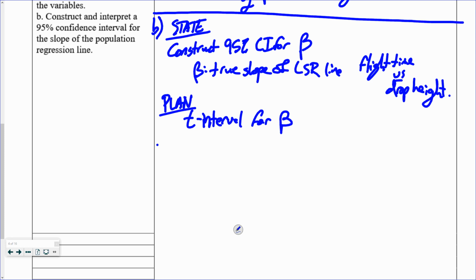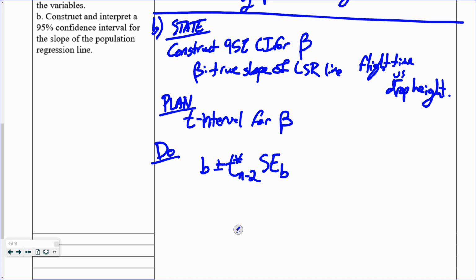State plan we can go ahead and do now. So we're going to need to use that formula from above. That is going to be B plus or minus T star n minus 2 times the standard error of B.